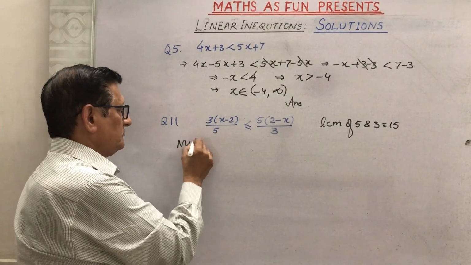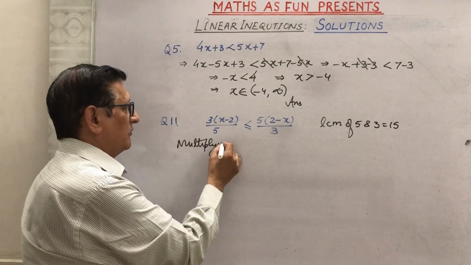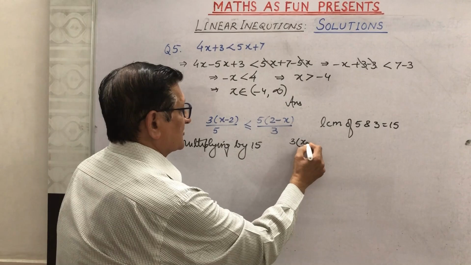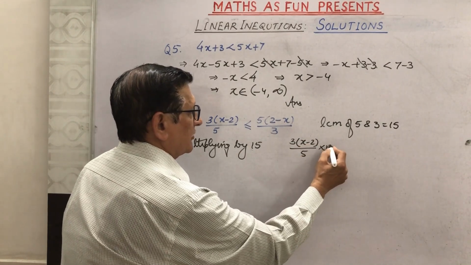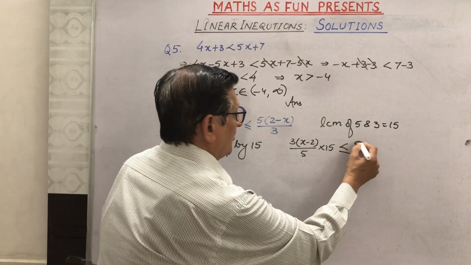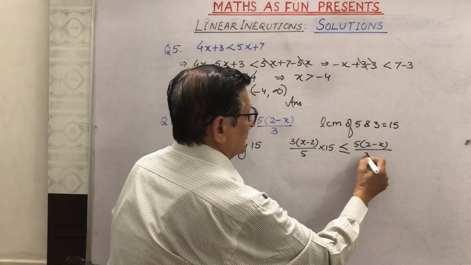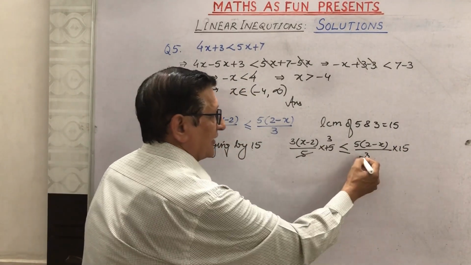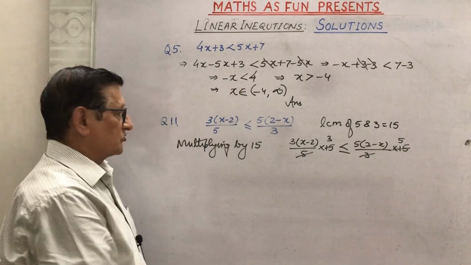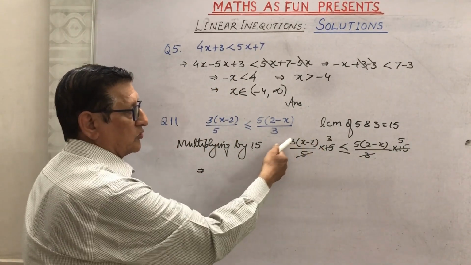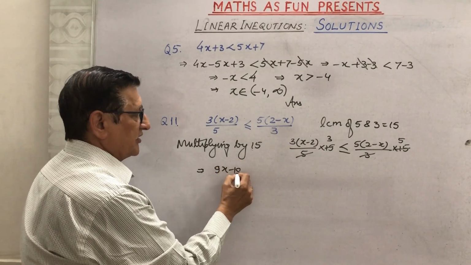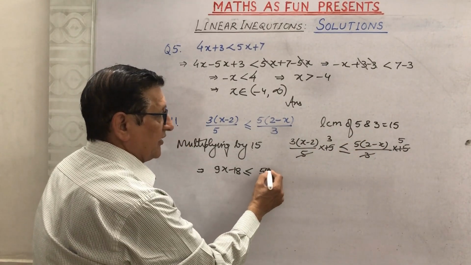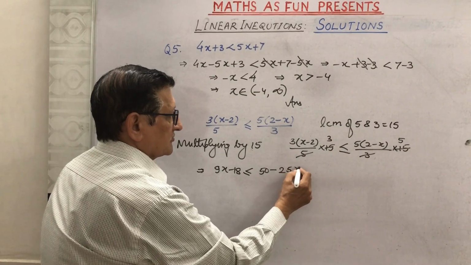We can write, multiplying by 15, what we get: 3(x - 2)/5 × 15 ≤ 5(2 - x)/3 × 15. This 5 cancels 3 times and this 3 cancels 5 times. So it gives us 3 × 3 = 9, it will be 9x - 18 ≤ 5 × 5 = 25, 5 × 2 = 10, so 50 - 25x.